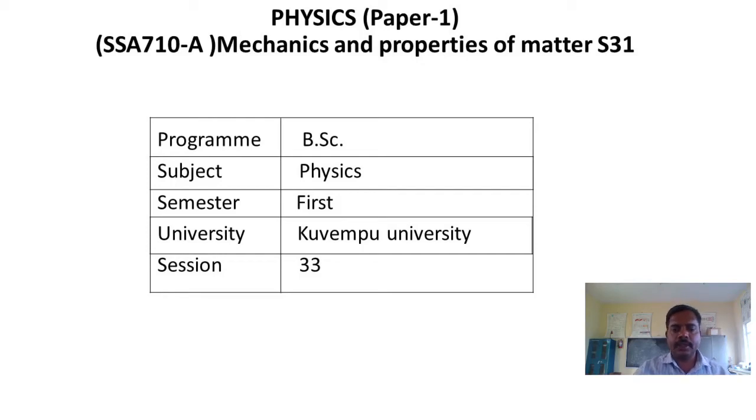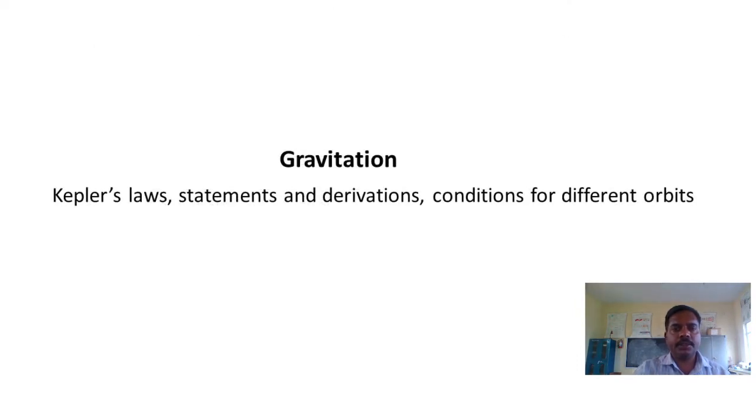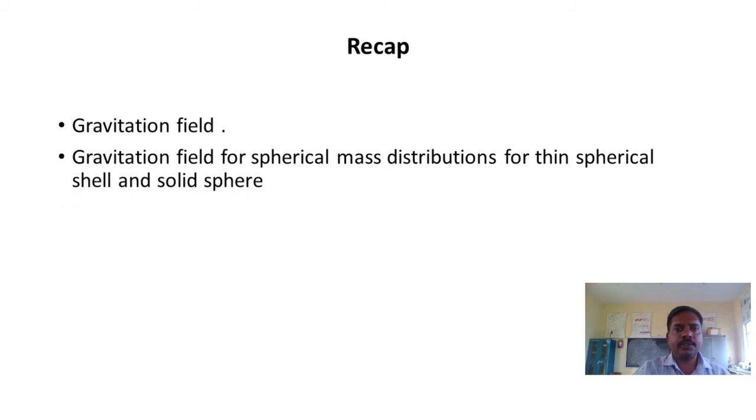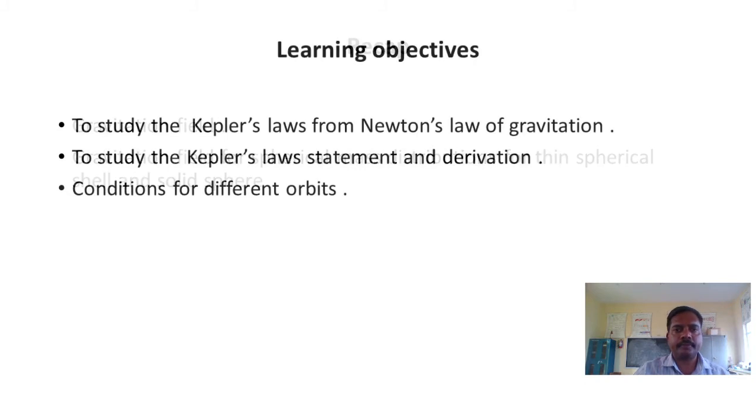Session 33, module 4 of gravitation. In this session, we mainly focus on Kepler's laws: statements, derivations, and conditions for different orbits. Recap: gravitational field for spherical mass distribution, for a thin spherical shell and a solid sphere.